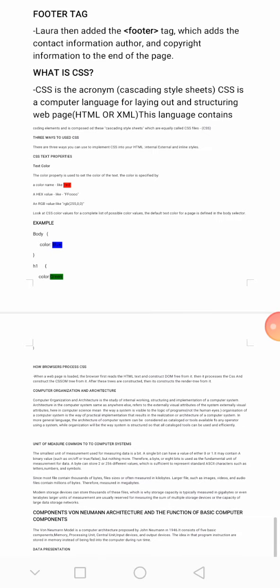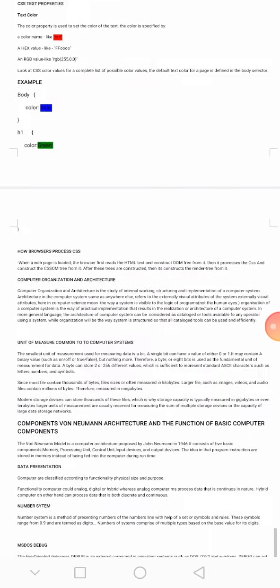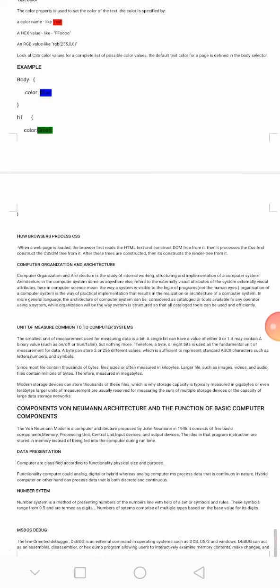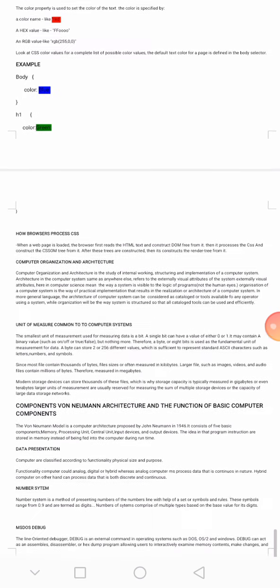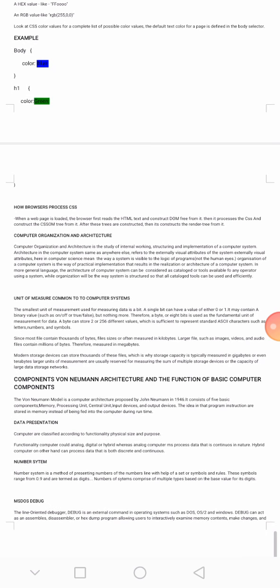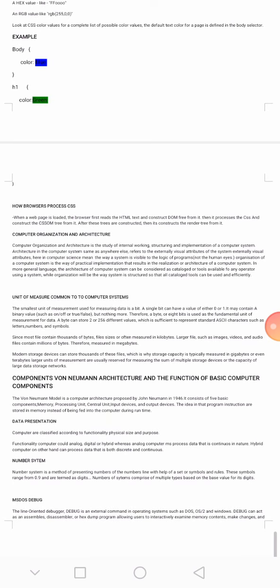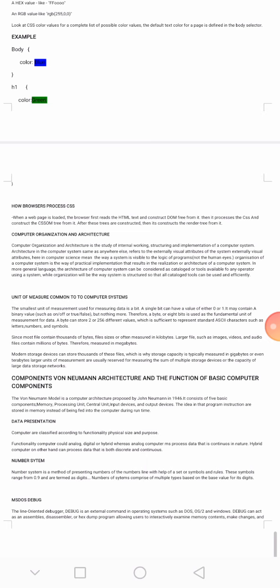How browsers process CSS. When a web page is loaded, the browser first reads the HTML text and constructs the DOM tree from it. Then it processes the CSS and constructs the CSSOM tree from it. After these trees are constructed, it constructs the render tree from them.